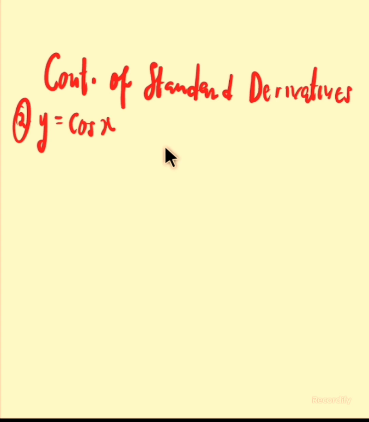Okay, standard derivatives. In my last video, I made it known to you that we are going to look at the derivative of y equals sin x, the derivative of y equals cos x, and the derivative of y equals e to the x, which is an exponential function of x. In that same video, I also showed you that if we take the limiting value of sin theta over theta as theta approaches 0, we obtain 1.